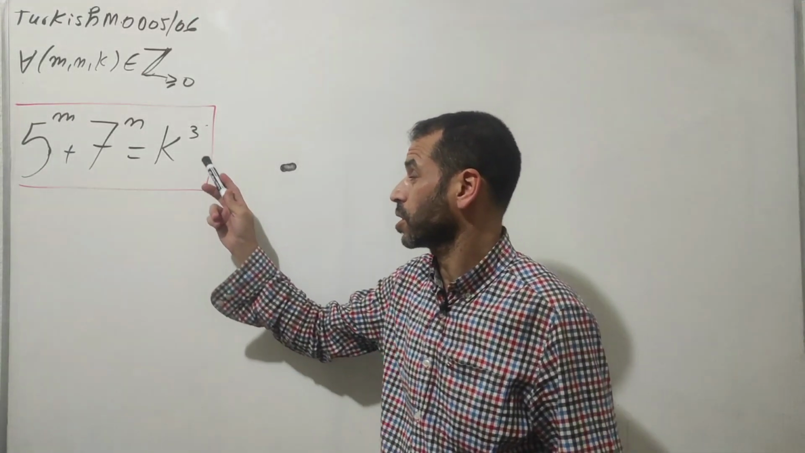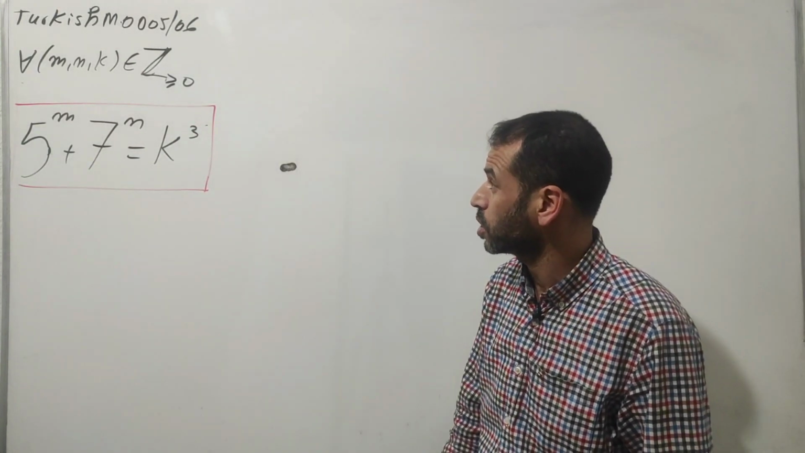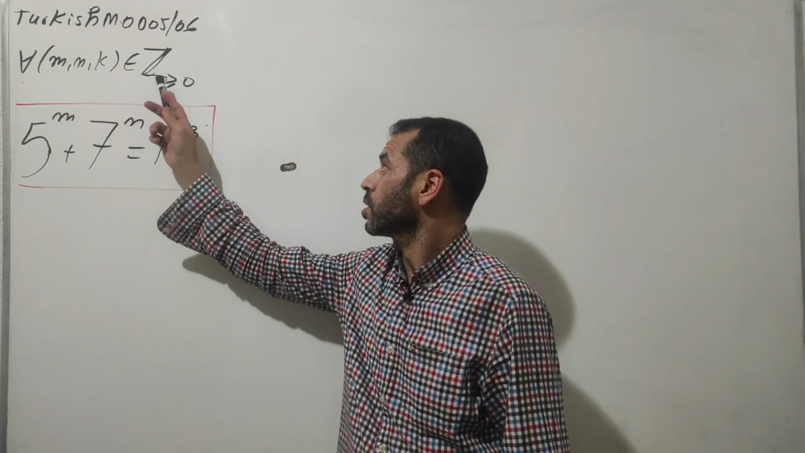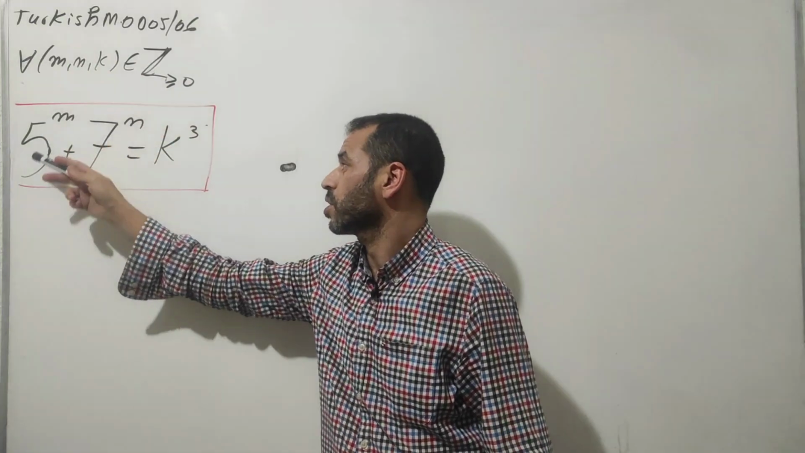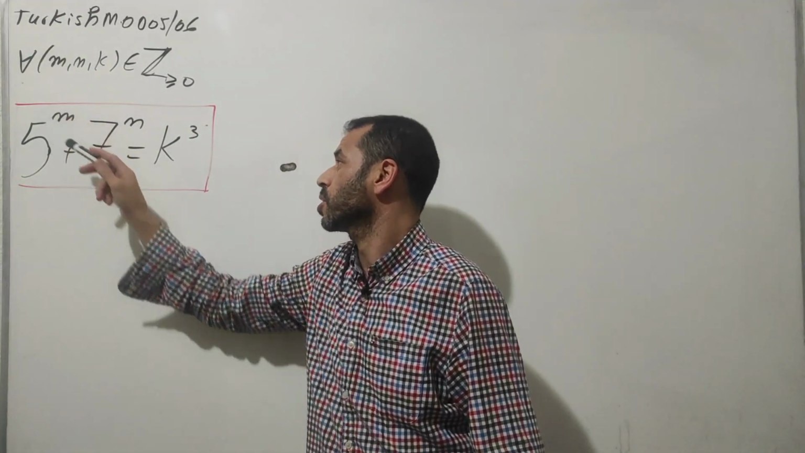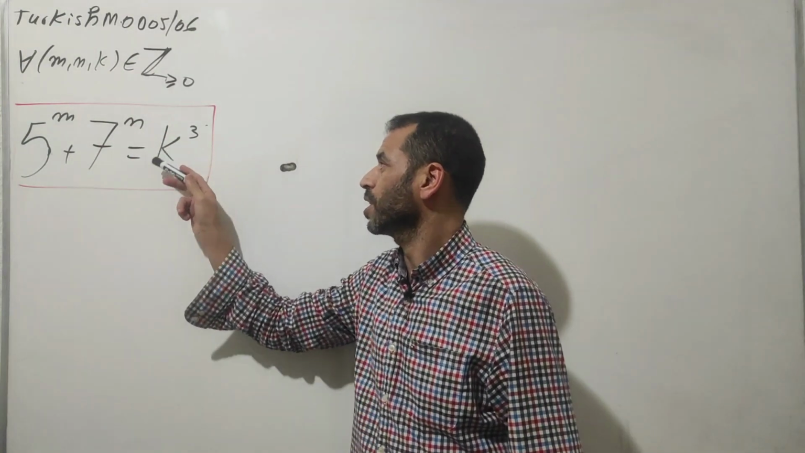In today's video, here is a nice problem. It's coming from the Turkish Mathematics Olympiad, edition 2005-2006. Here is the following information: for all m and k non-negative integers satisfying the following equation, we have 5 raised to the m as an exponent plus 7 raised to the n as an exponent equals k cubed.